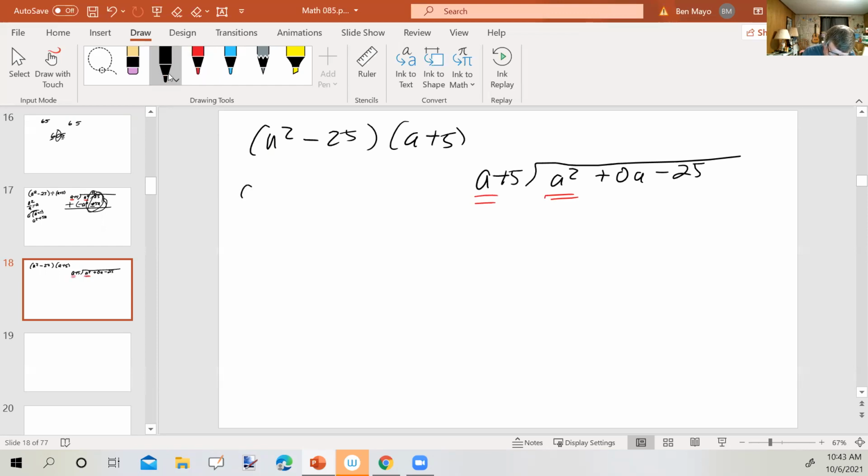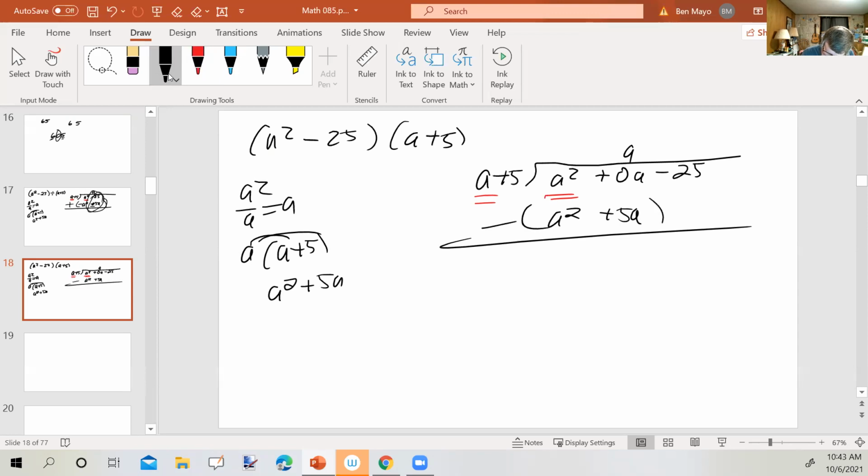Leading term inside divided by leading term outside. So a goes up there. A times a plus 5, a squared plus 5a. Subtract that quantity from what's up above, change it to addition of the opposite. A squared plus negative a squared is 0. 0a plus negative 5a is negative 5a. Bring down the next term and start all over.